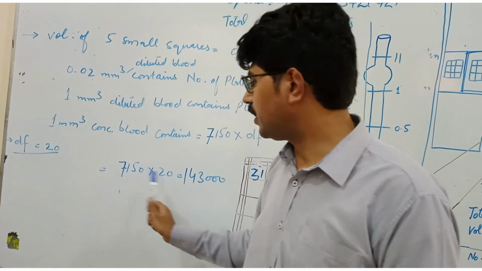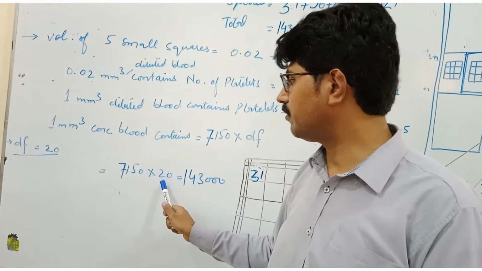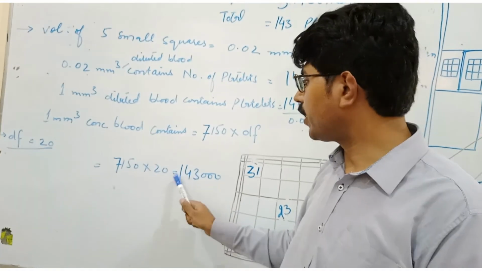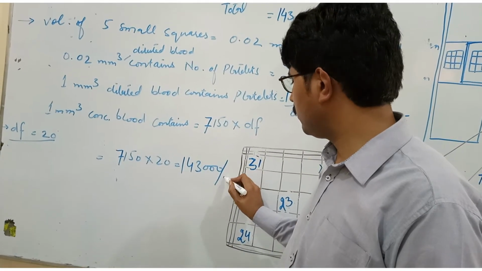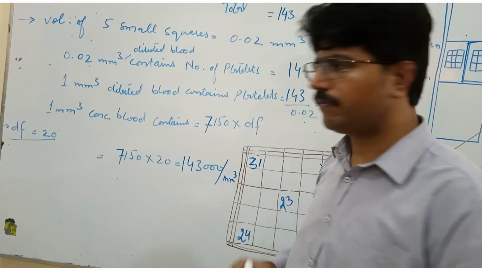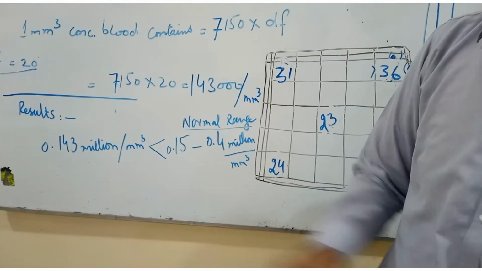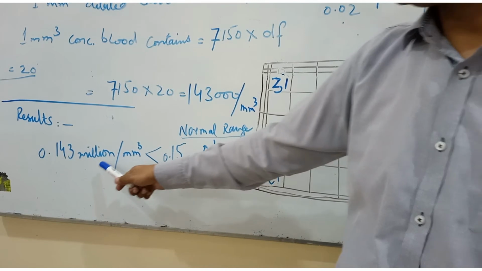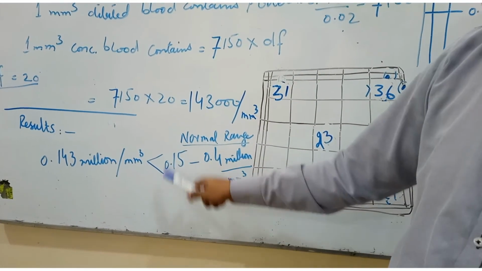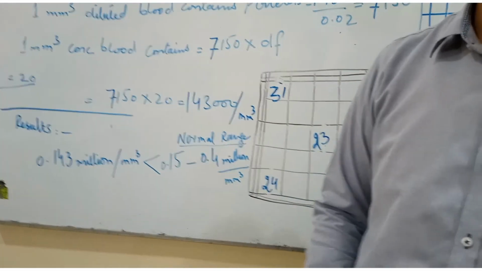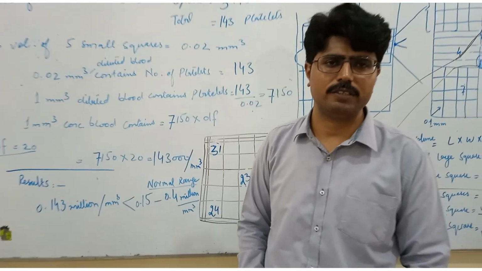So we have to multiply 7,150 with 20. It comes to 0.143 million platelets in 1 millimeter cube of concentrated blood. We see the number of platelets was lower than the normal range of platelets per millimeter cube of concentrated blood. That is the end of this practical.